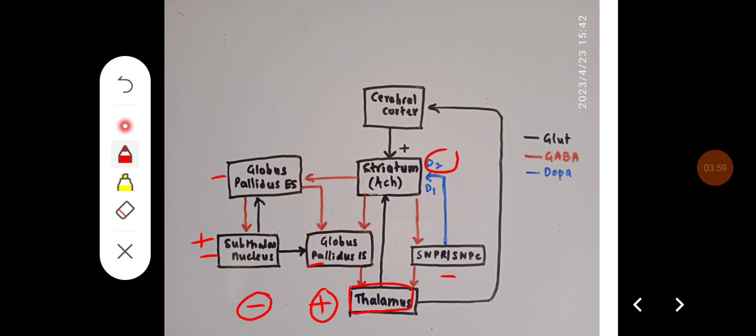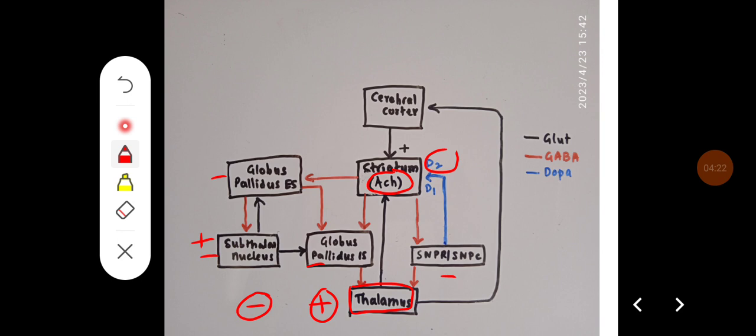At the same time, when there is a deficiency of dopamine 2 in the corpus striatum, it is going to increase the relative activity of acetylcholine in the corpus striatum. That is going to lead to some of the hyperkinetic symptoms of Parkinsonism, that is tremor.